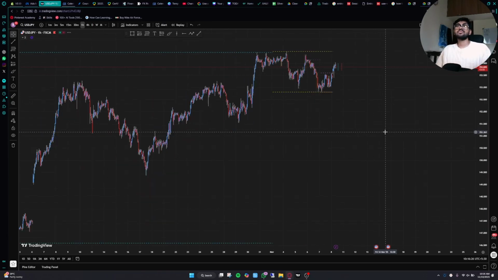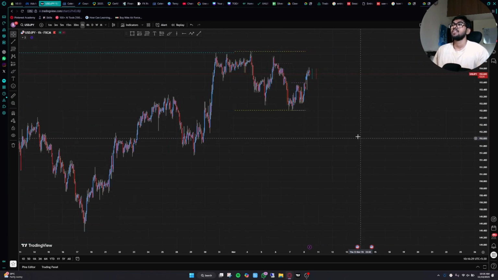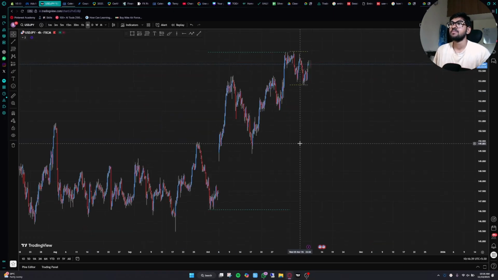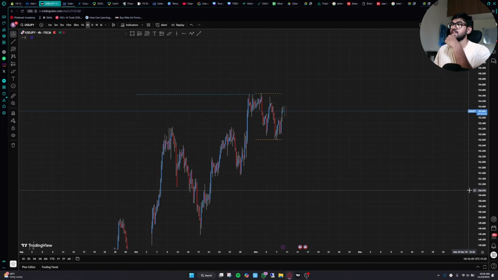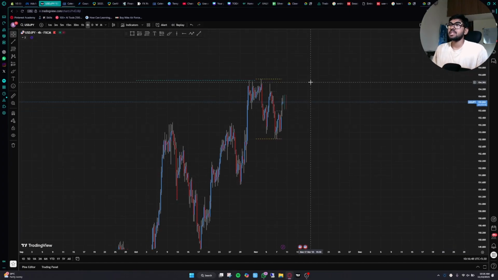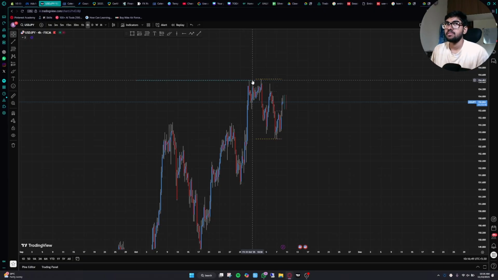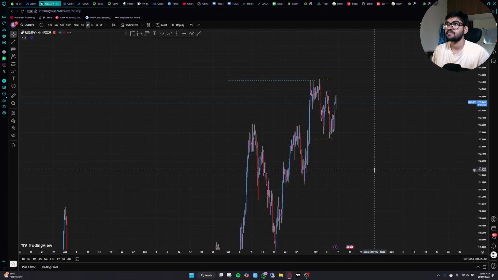USDJPY also, it's a bit confusing for me, very confusing for me, because EURUSD is a very clean buy, right? But we can see that price has swept the previous month's high and then just gone down straight, right?